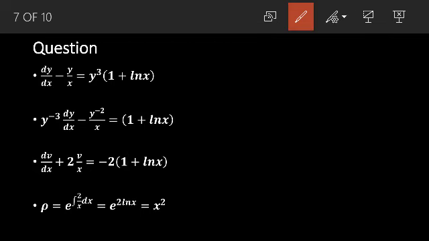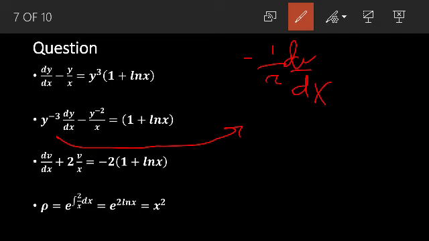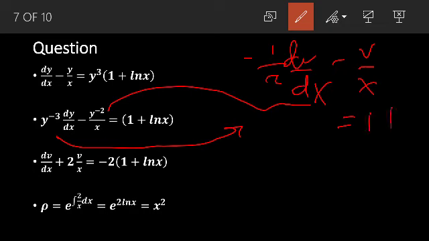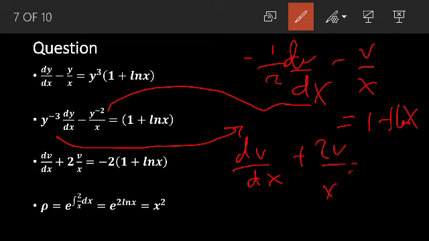Now if we continue from there, you can see that to substitute, this term becomes minus 1 over 2 dv/dx, okay? Then y to the power minus 2 is v, so this becomes minus v over x equal to 1 plus ln x. To make it look like a first order linear equation, we can multiply through by minus 2, and if we do that, we are going to get dv/dx plus 2v over x equal to 2 into 1 plus ln x.